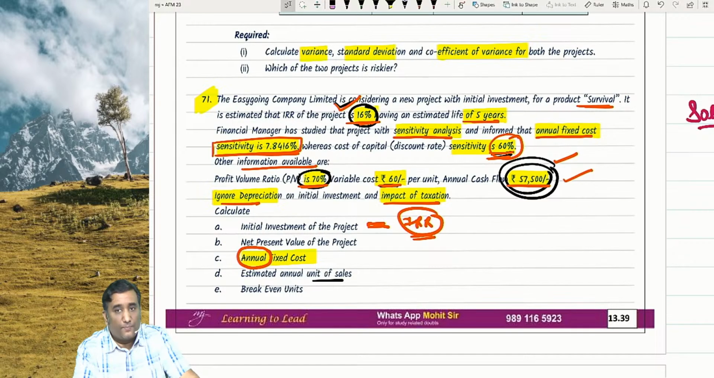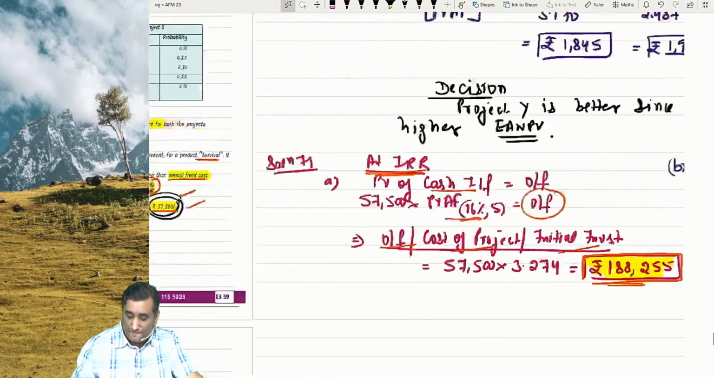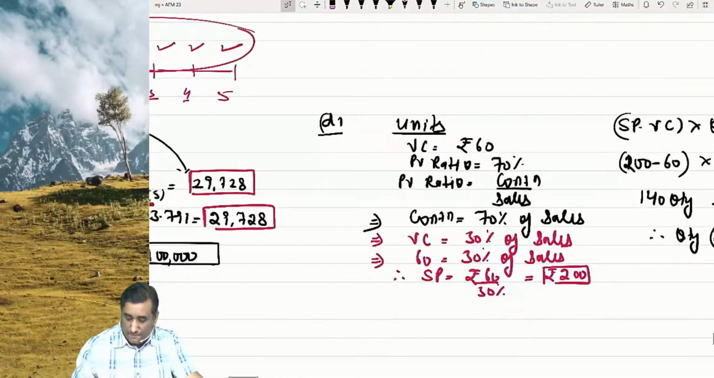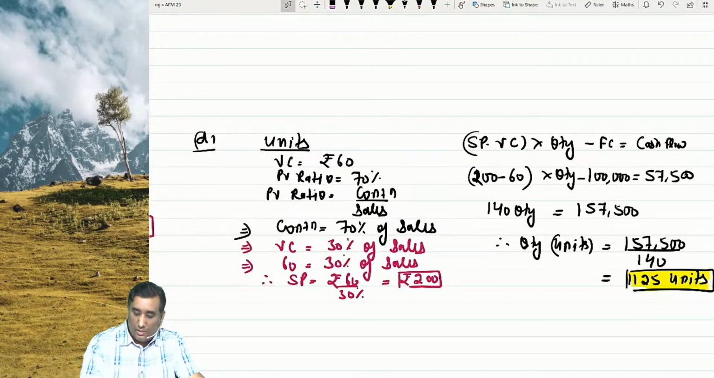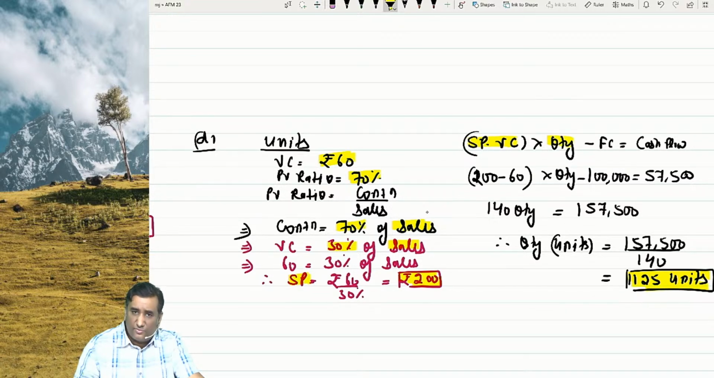Anyone who can give me the hint? My variable cost is how much? 60. PV ratio is 70. Contribution by sales is PV ratio. Contribution would be 70% of sales. Variable cost is 30% of sale. Can I reverse calculate the selling price? 200. Fine. Selling price minus variable cost into quantity gives me what?